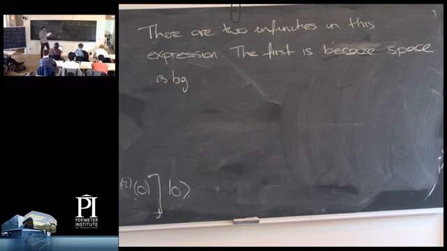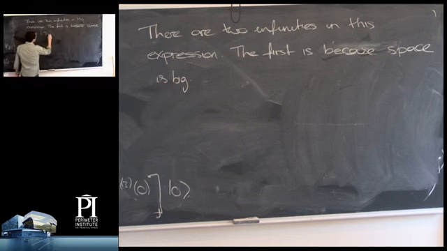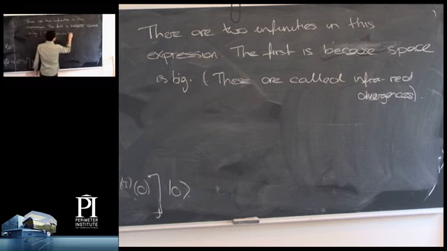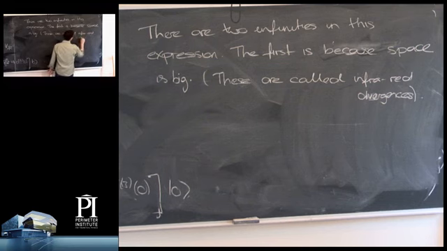So let's understand why this is. By the way, let me just tell you a name because you'll see it later. These are typically called infrared divergences. This is so trivial that it almost doesn't deserve this name, infrared divergences. But you will come across these kind of things in other contexts.